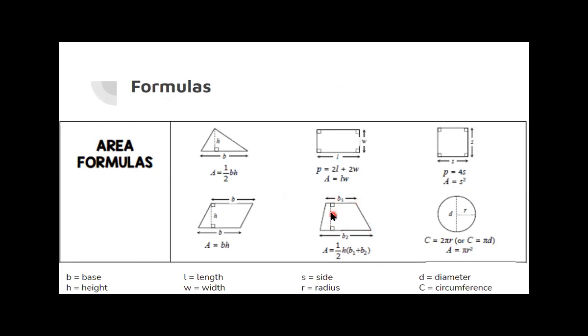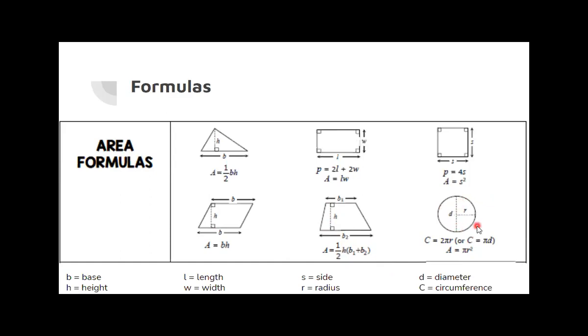With trapezoids, we take the two bases, base 1 and base 2, and add those two together. That's this piece of the formula inside the parentheses. Once we do that, we multiply it by the height of the trapezoid. The height is just going from one base to the other in a perpendicular manner. So we multiply the height with the sum of the two bases and then divide this whole thing by 2. We either divide it by 2 or multiply it by 1/2, however you want to think about it.